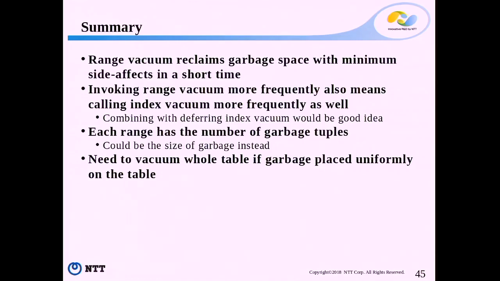So, a summary for the range vacuum. Range vacuum reclaims garbage space with minimum side effect in a short time. But invoking range vacuum more frequently also means executing index vacuum more frequently as well. As I explained in the second idea, current Postgres index vacuum is not efficient. So maybe combining the deferred index vacuum feature and range vacuum would be a good idea.